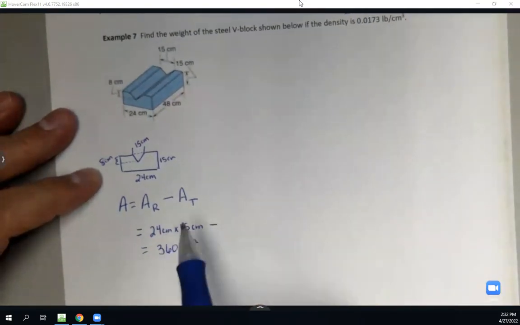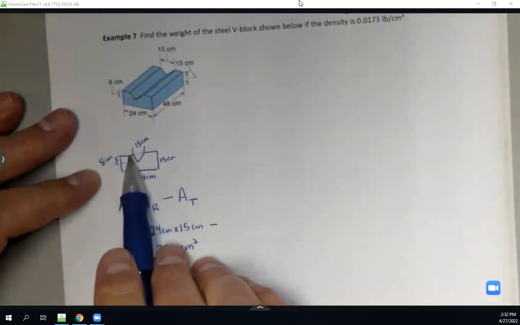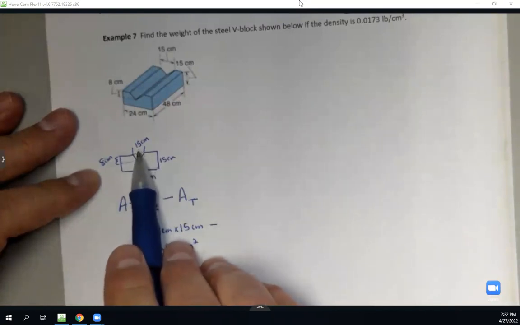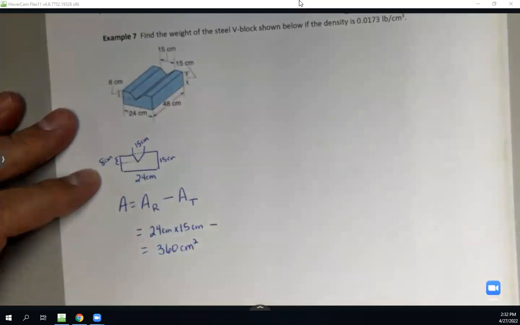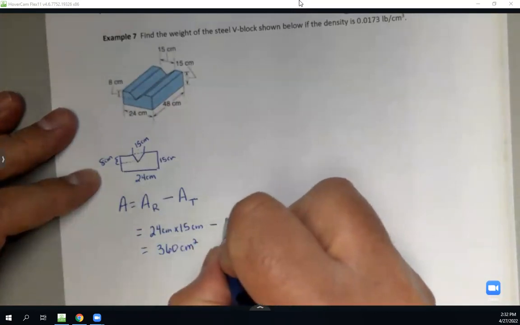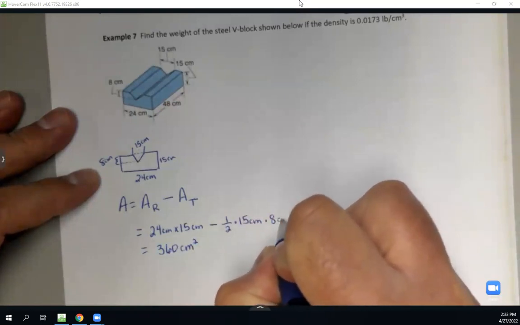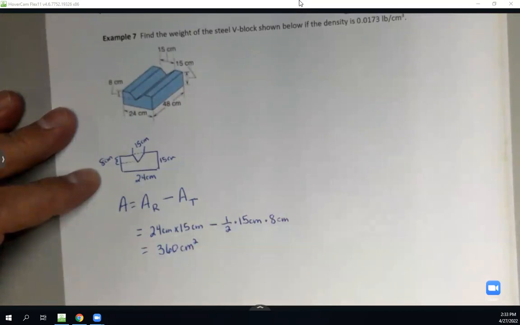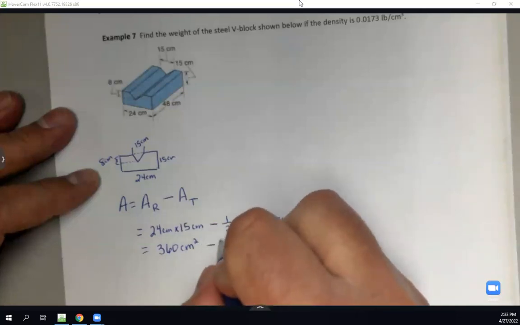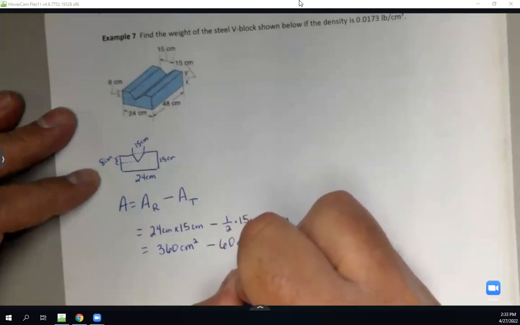The triangle, now I know on the triangle, I know the base is 15, I know the height is 8. So the area of the triangle is going to be 1/2 times the base, which is 15 centimeters, times the height, which is 8 centimeters. You with me on that? So 1/2 times 15 times 8, well, 1/2 of 8 would be 4, and 4 times 15 is 60. So that's going to be minus 60 square centimeters.